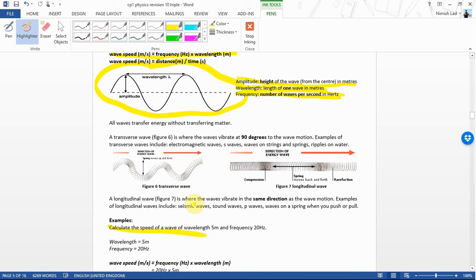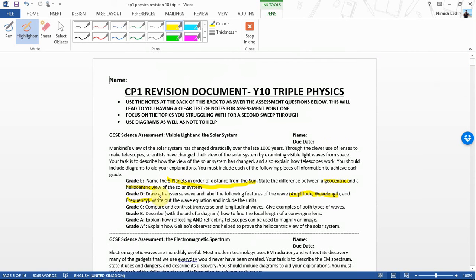In terms of examples, you've got a whole bunch of examples here. Examples of transverse waves are electromagnetic waves, S waves, waves on a string and spring, and ripples on water. For longitudinal, mainly sound waves are the ones we talk about, so that's infrasound and ultrasound as well, but also some seismic waves such as P waves and waves on a spring that you push or pull. Alright, so that's all the bits we need to know for grade C. So it's transverse and longitudinal, compare and contrast, and examples.